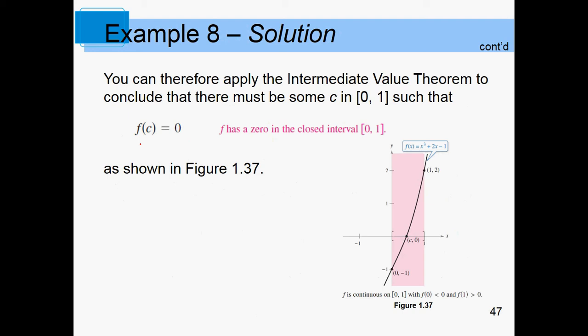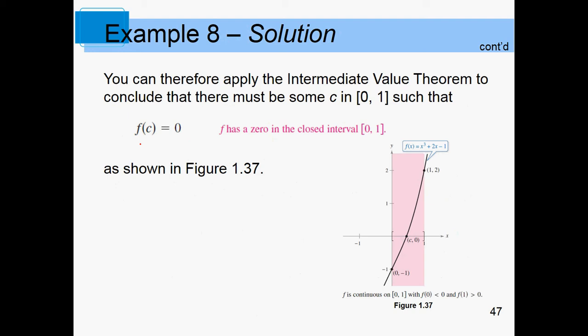So what if I were to take this and bisect this region? Then I would have 0 and a half, right? That would be a new interval. I could test 0 and a half and say, well, what happens if I plug in 0, I get negative 1. I know that. What happens if I plug in half? Half cubed plus 2 times a half minus 1, is that positive or negative? And if it's still negative, then the 0 is not on that interval. It has to be on the other interval.